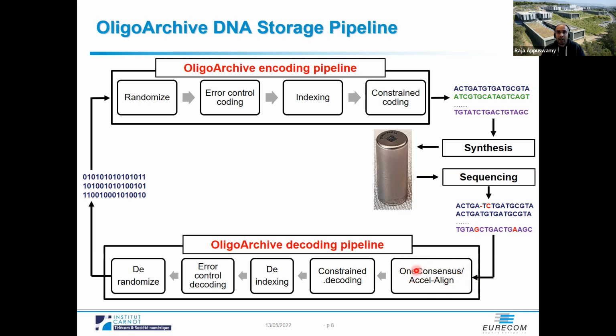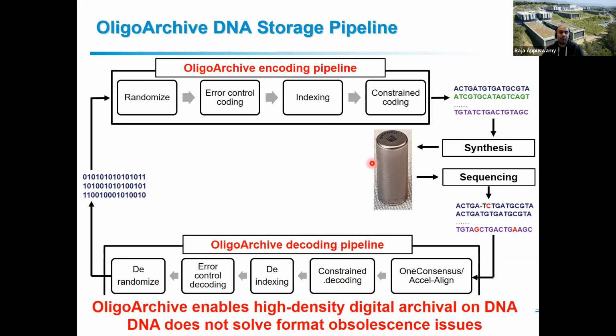Once you apply consensus, you get as output a consensus set of strings, and then you do the reverse of what the encoding did. So you do constraint decoding, de-indexing, error control decoding, and de-randomization to get the original bits back. Okay, so this is the full pipeline that we have actually developed.